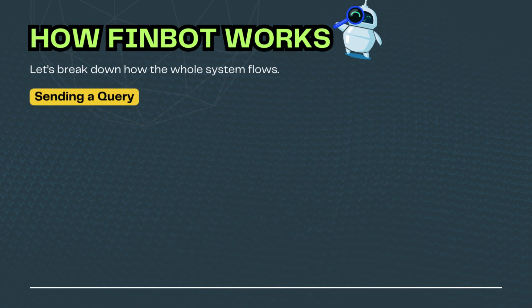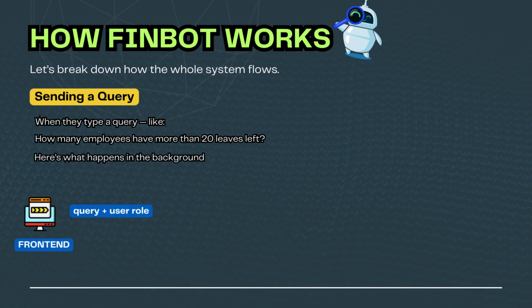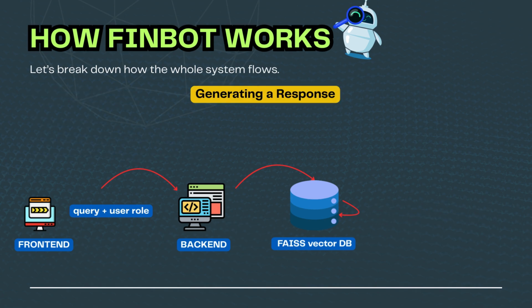Fourth, sending a query. When they type a query like how many employees have more than 20 leaves left, here's what happens in the background. The front end sends the query and user role to the backend. Then the backend loads the FAISS vector DB for their department. It runs a similarity search to retrieve the most relevant context. Finally, we generate a response.